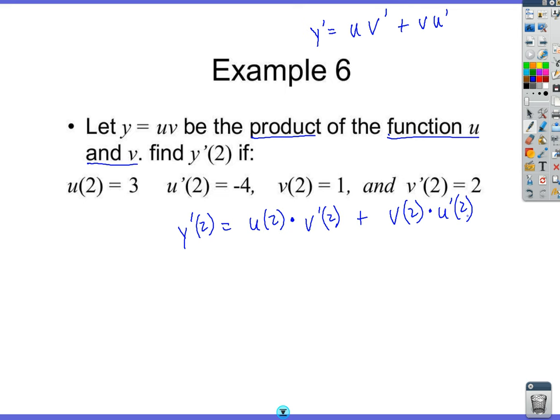Now it's just a matter of plugging and chugging in. So y prime of 2 is equal to 3 times 2 plus 1 times negative 4, which is equal to 6 minus 4, which is equal to 2. So sometimes it's good to find a puzzle. y prime of 2 is equal to 2. Not too terribly difficult, fairly straightforward, but if you don't see an example of it, you are going to go, what do I do? Now you know. Next part.